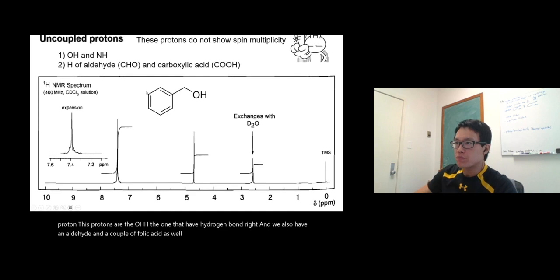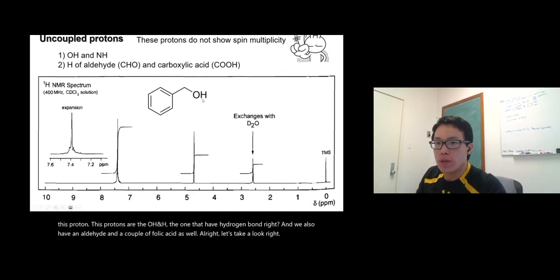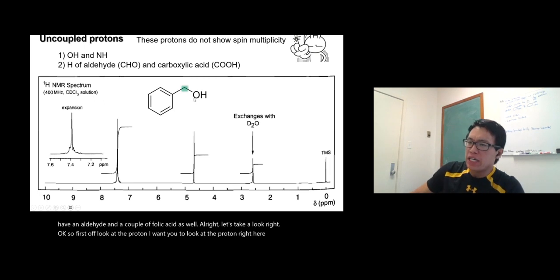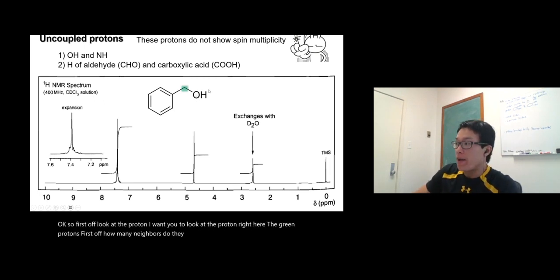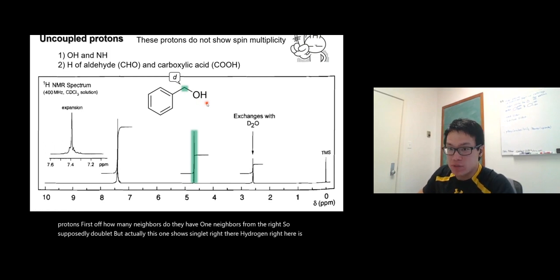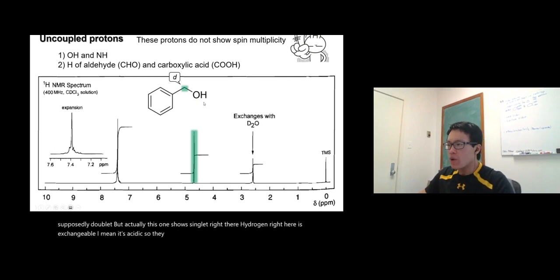Let's take a look right here. First off, I want you to look at the proton right here, the green protons. How many neighbors do they have? One neighbor from the OH, right? So it's supposed to be a doublet, but actually this one shows a singlet, right? The hydrogen right here is exchangeable. I mean, it's acidic, so it can transfer with the solvent. So sometimes we call it exchange with the solvent.